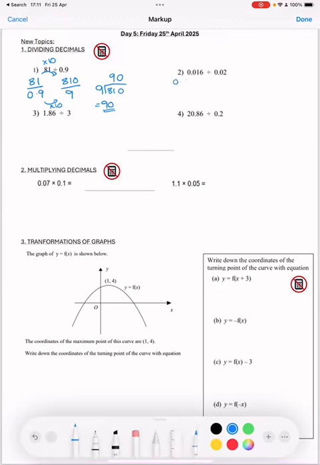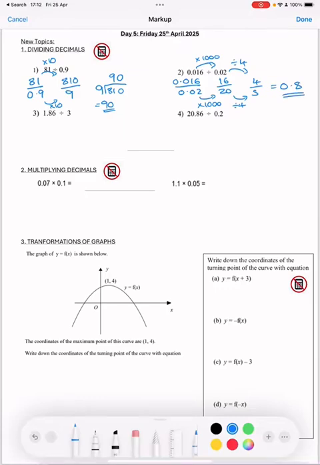Next one then, 0.016 over 0.02. So I've got 3 decimal places on the top. So I'm going to have to multiply by 1,000, which will leave me with 16 over 20. 16 over 20, if I divide everything by 4, 4 over 5, which is 0.8.